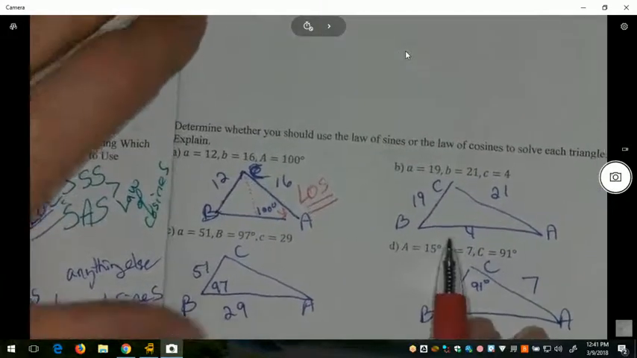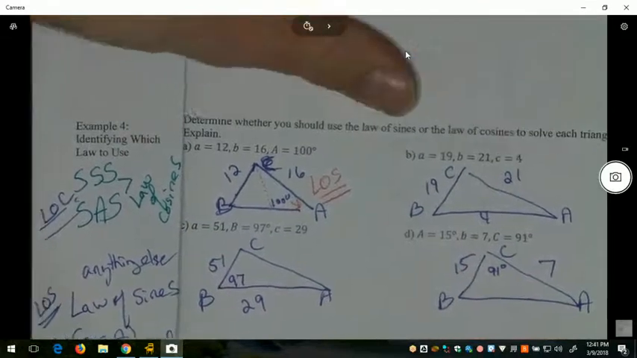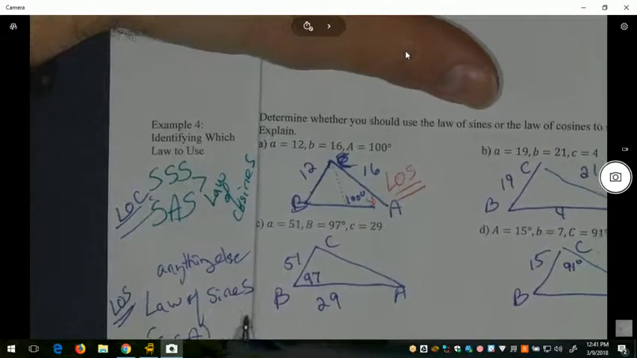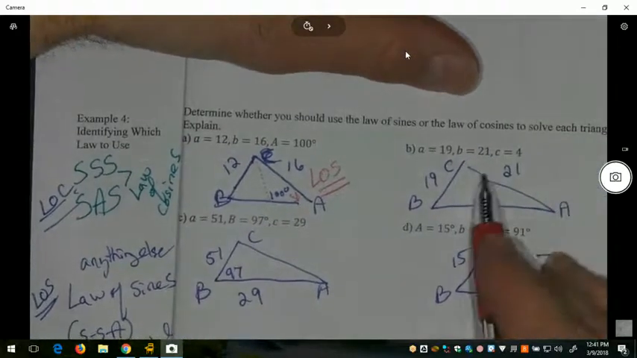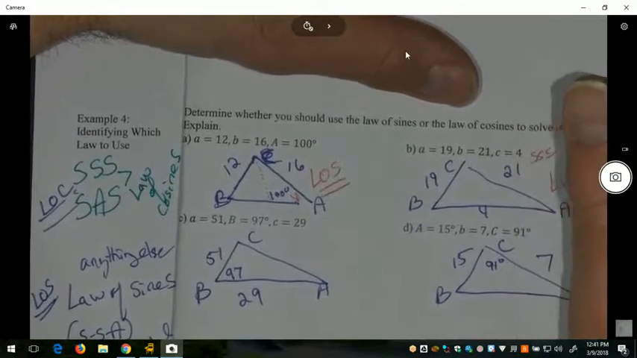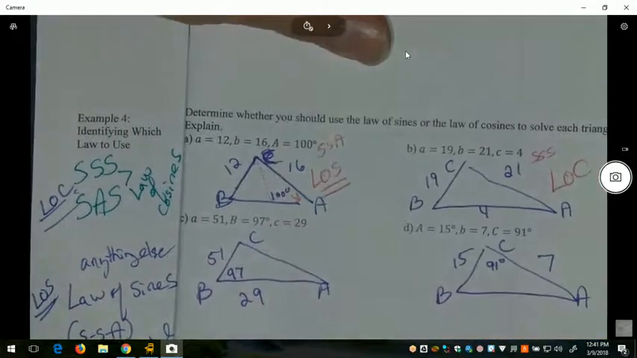Anyhow, letter B, I have all three sides. I have no angles. Law of sines can only be used when you have at least one or two angles. Since I have no angles, this is side-side-side, so this is law of cosines. This one was side-side-angle, so it had to be law of sines.